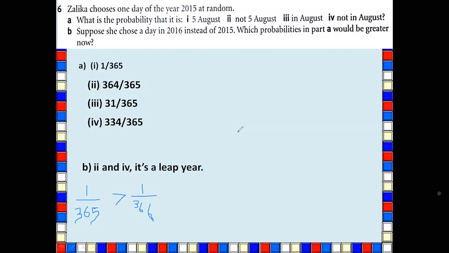Teacher, now I did understand the question, but from where did you bring 1 over 366? From the year 2016. They didn't tell you. They just told you, suppose that she is going to choose now a day from the year 2016, which is a leap year. So the normal years are 365 days. The leap years have 1 extra day. February has 29 days instead of 28 days. So we're going to have 366 days in the leap year. Okay, thank you. Welcome.